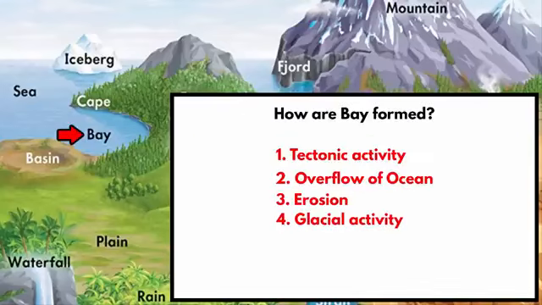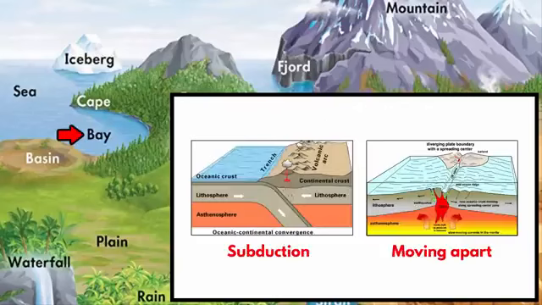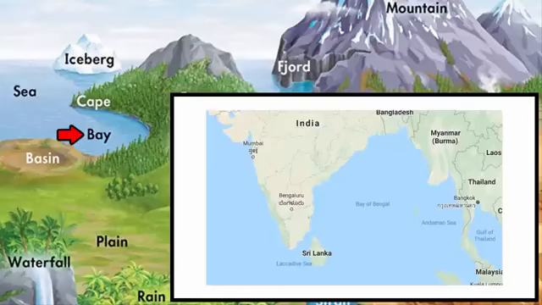Bays form in many ways. One of them is plate tectonics. The process of continents drifting together and drifting apart causes the formation of many large bays. The Bay of Bengal, which is the largest bay in the world, was formed by plate tectonics.